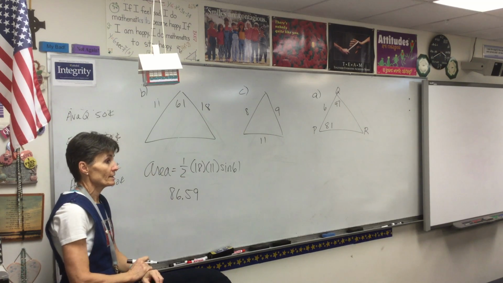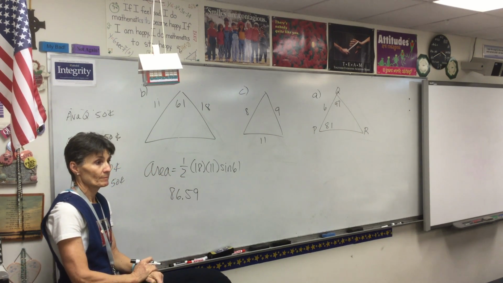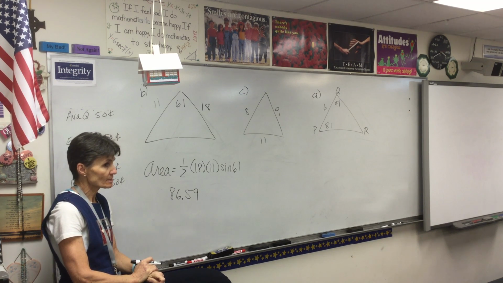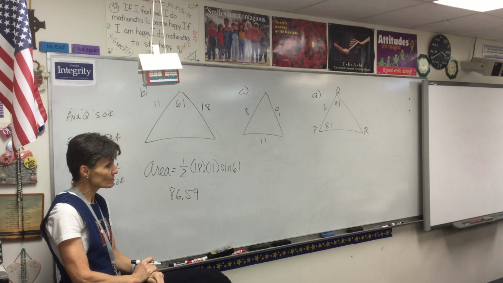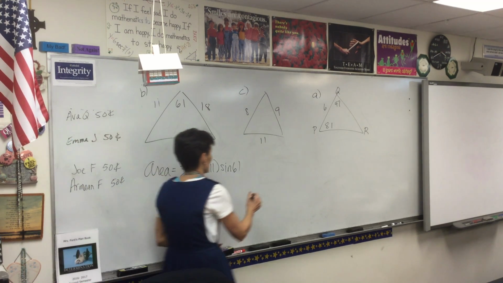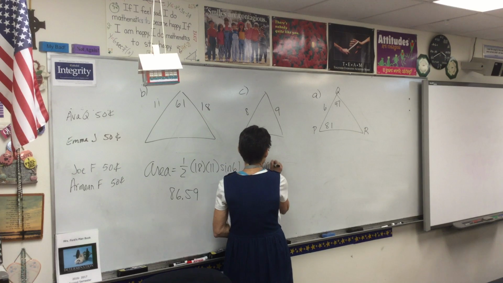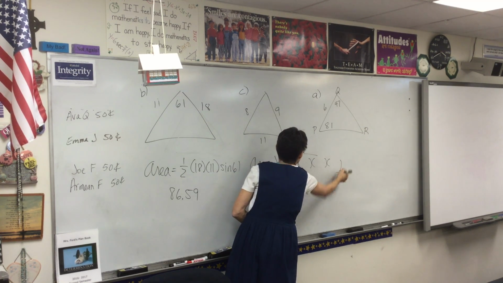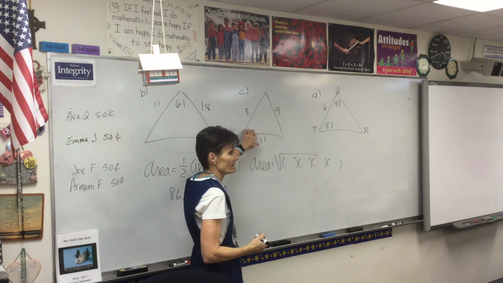Which other one is going to be a boom? I have it done. C. What's special about C? We have all three sides. So now I'll use Heron's formula, which, remember, is a radical with 4 numbers in it. This is C.